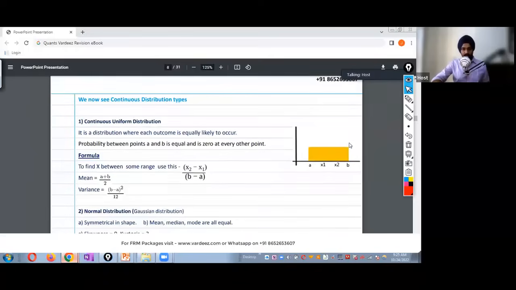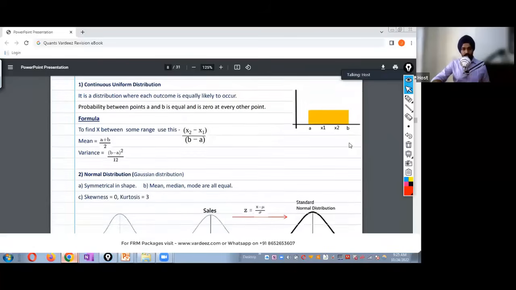Now from the discrete, we are moving on to the continuous distribution types. The very first continuous distribution is the continuous uniform distribution. It's a distribution where each outcome is equally likely to occur. So maybe a probability of default, if it's continuous and each bond or each loan has an equal probability of default, then we say it's a continuous uniform distribution.